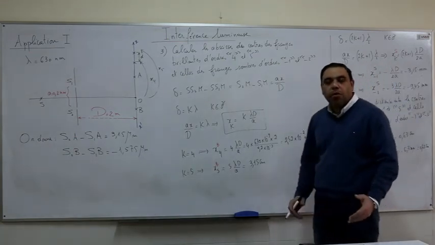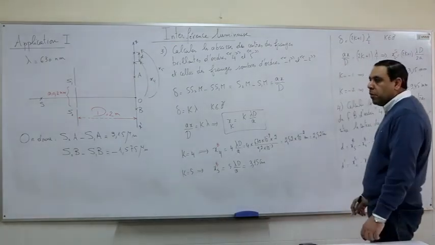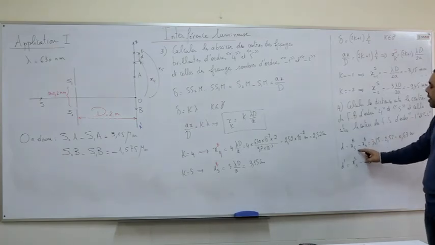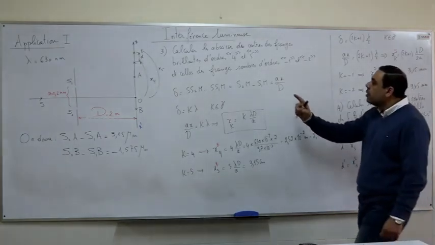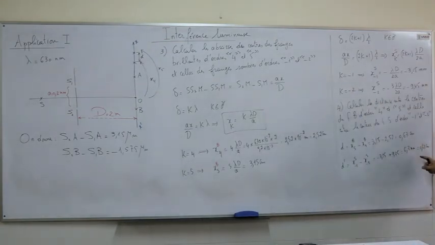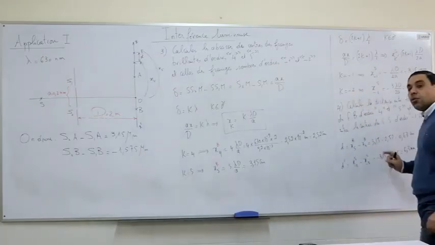What can you conclude here? Note that the distance between two consecutive bright fringes is equal to the distance between two consecutive dark fringes. This conclusion verifies the experimental observation, which says that the interference fringes are equidistant.